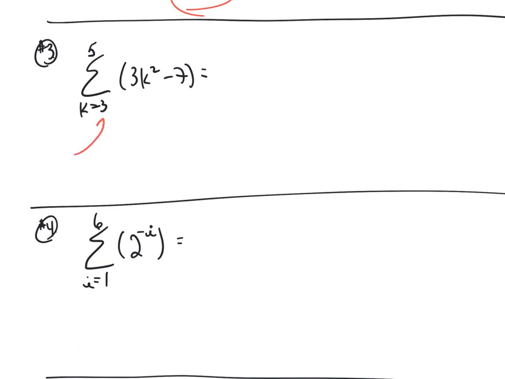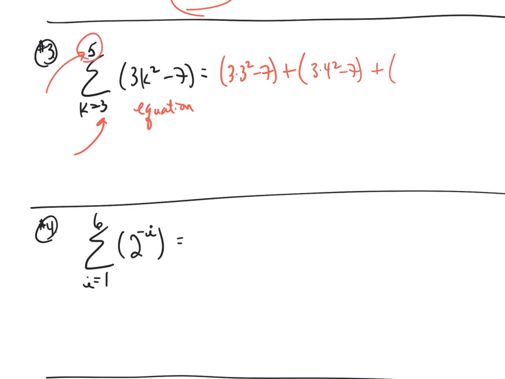Here's the summation. The first number we want to put in is 3, and the last number we want to put in is 5. So we just simply use the equation, and everywhere you see a k, you start by putting in 3. So 3 times 3 squared minus 7. Plus, again, the sigma says add. Then the next number is a 4, so it'd be 3 times 4 squared minus 7. And then the last number we put in is on the top of the sigma, that's a 5, so it'd be 3 times 5 squared minus 7.